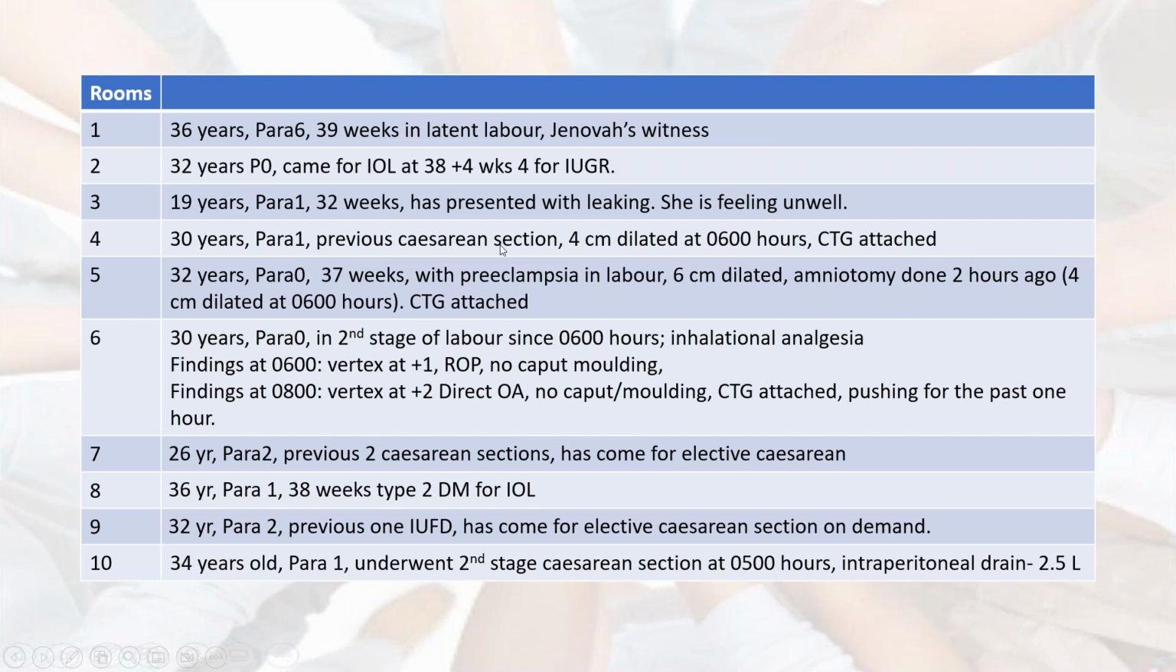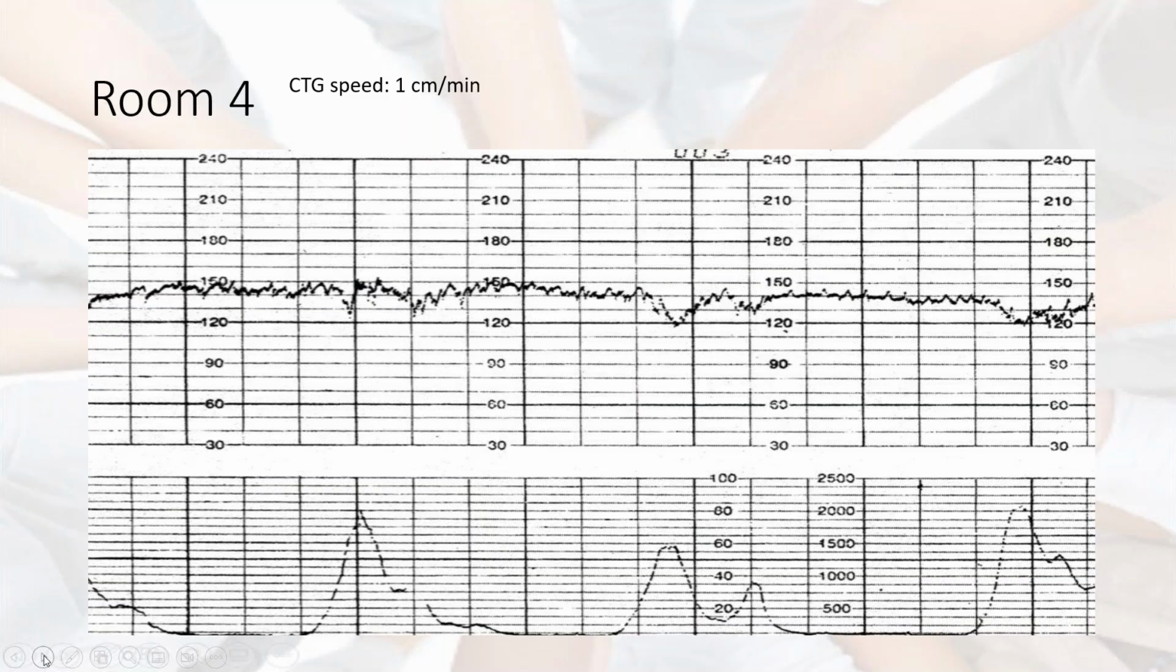Okay, then you said room number 4, chronic ischemia. What is that? Room number 4, previous scar, 4 centimeters at 6 hours. Okay, so this is the CTG. Yes, ma'am. Decelerations. Why is it chronic ischemia? Deceleration present with a decreased variability, ma'am.